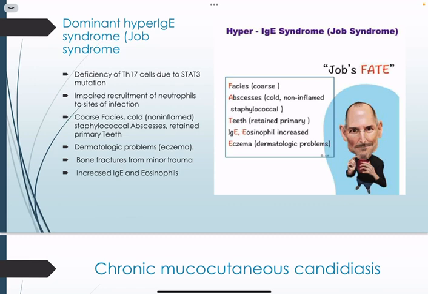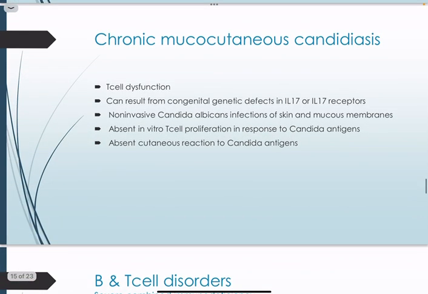Okay, chronic mucocutaneous candidiasis. Again, it's one of the T cell dysfunction disorders. The problem is genetic, inherited, in the genes that encode for IL-17 or its receptor. So the problem is in IL-17, interleukin 17. Patients will present with recurrent candidiasis or Candida albicans infection of the skin. However, this infection tends to be non-invasive. Okay.